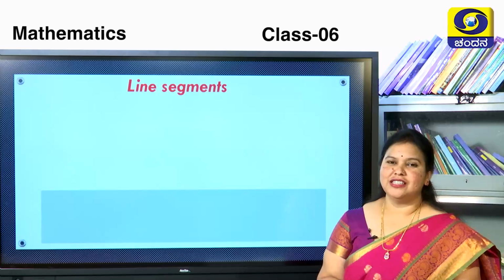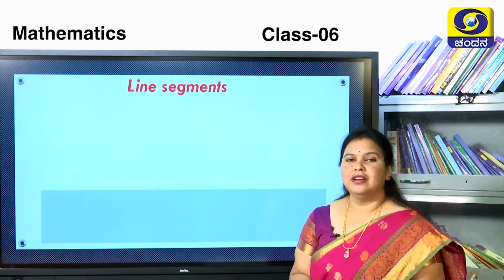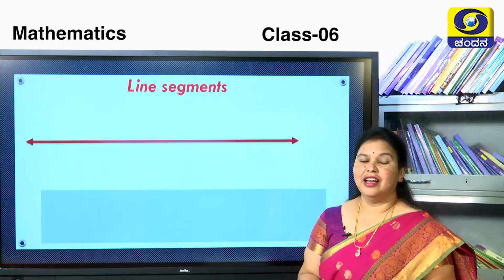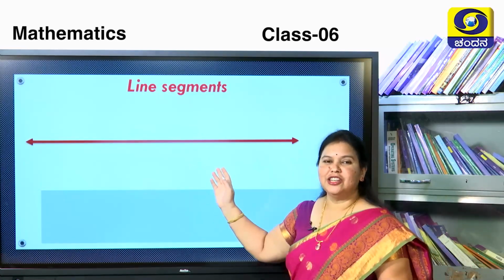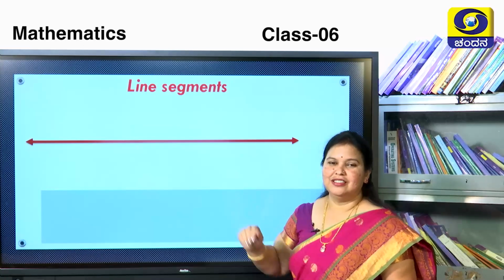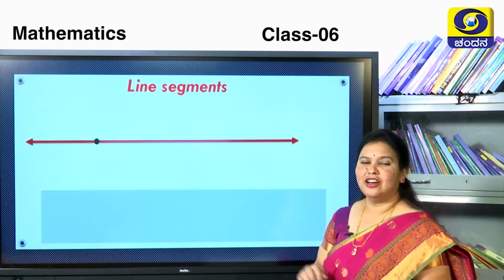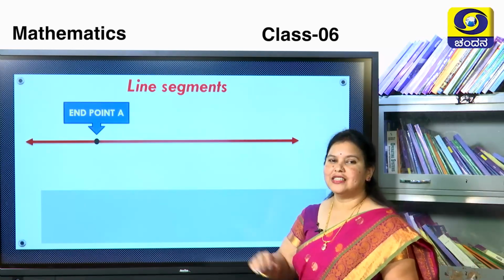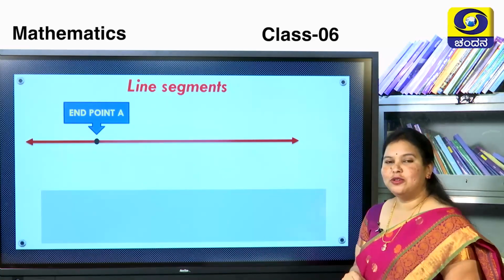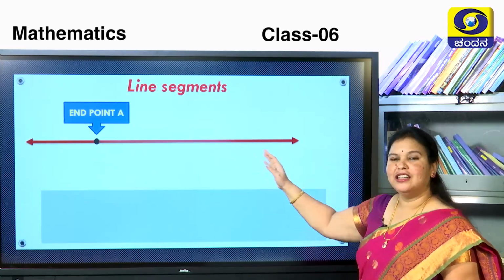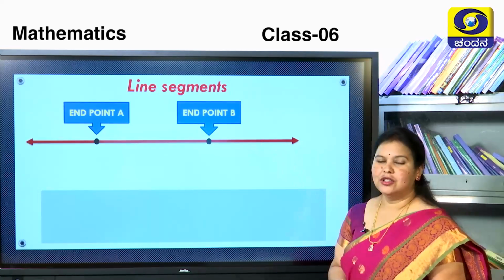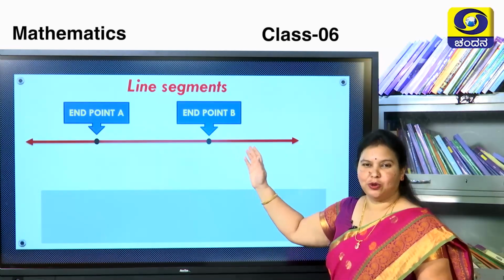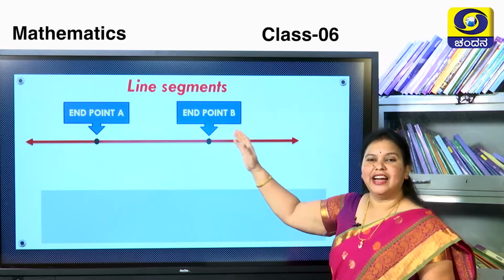Now we will understand how to draw a line segment. Let us take one line. As you know that line is endless on both sides. We can extend on both sides infinitely. We'll put a point on the line. Let's call it as end point A. We'll put one more point on the same line on the other side of the line. It becomes end point B. So we have 2 reference points on this line, A and B.